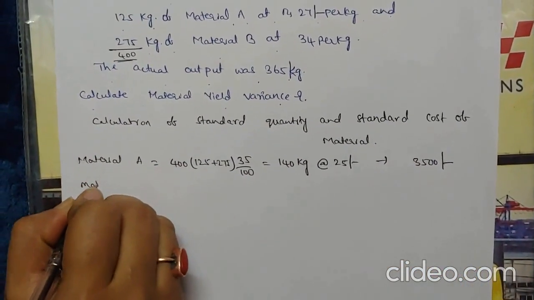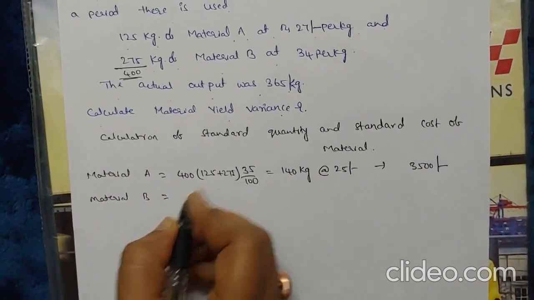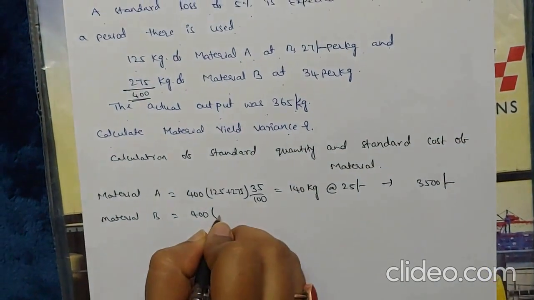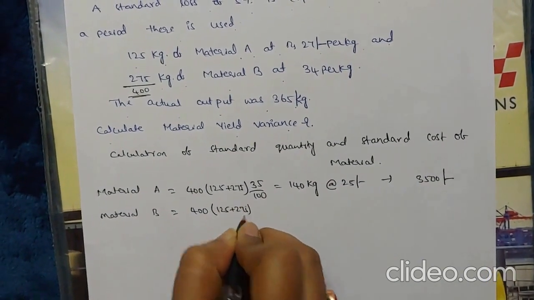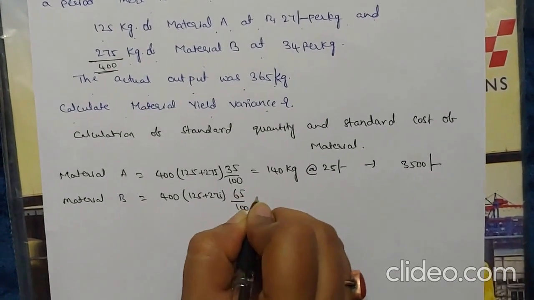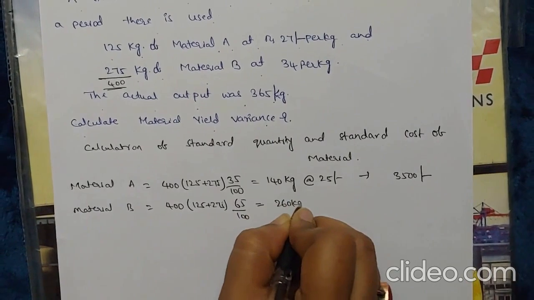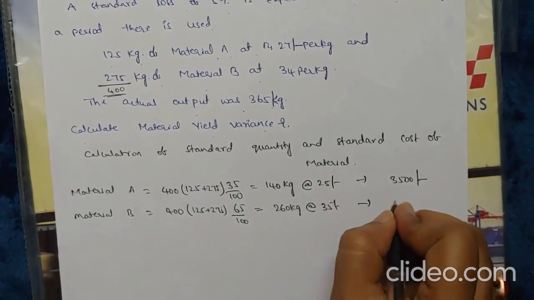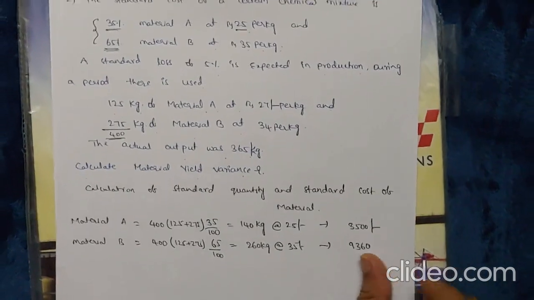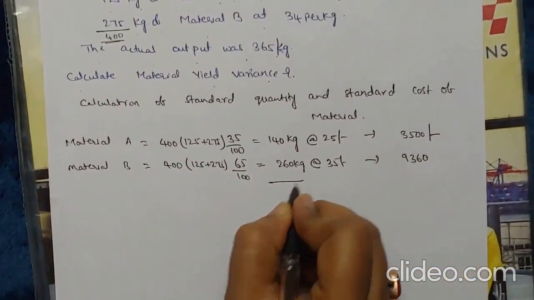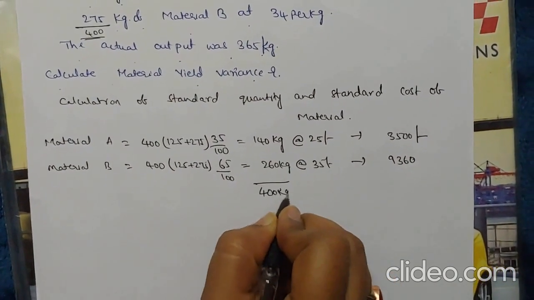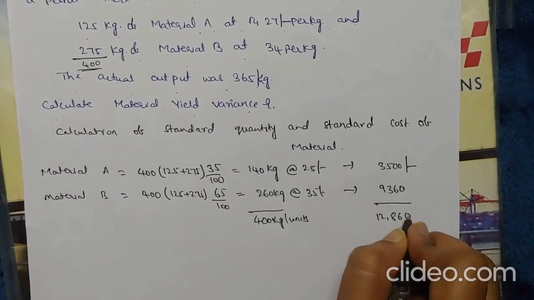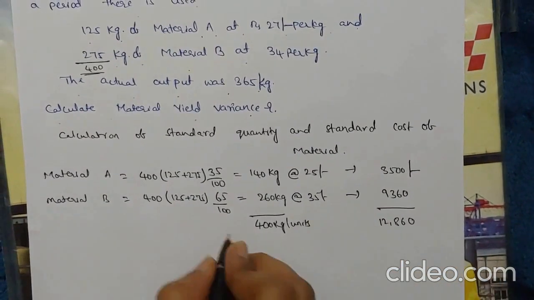And then material B is equal to 400 into 65 divided by 100 equal to 260 kg at the rate of 35 rupees per kg equal to 9360. Then total 400 kgs or units. This total equal to 12,860. It is the standard cost.